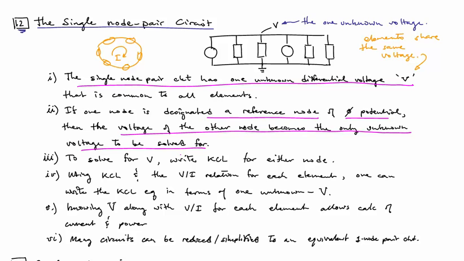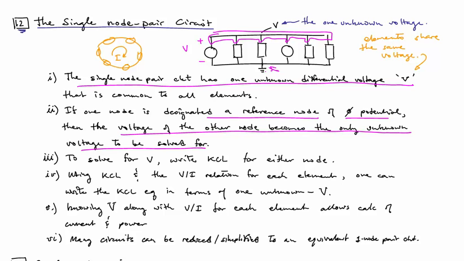So recall, we can only define the voltage at a node relative to another node. So really what we're solving for here is the branch voltage, if you will, which is common to all the elements, or we can say we're solving for this node voltage, where the reference voltage is the lower node here.